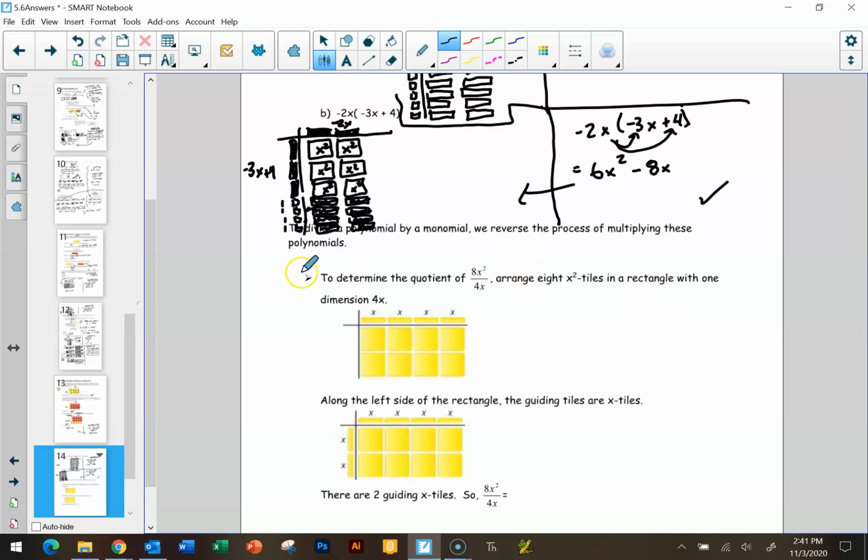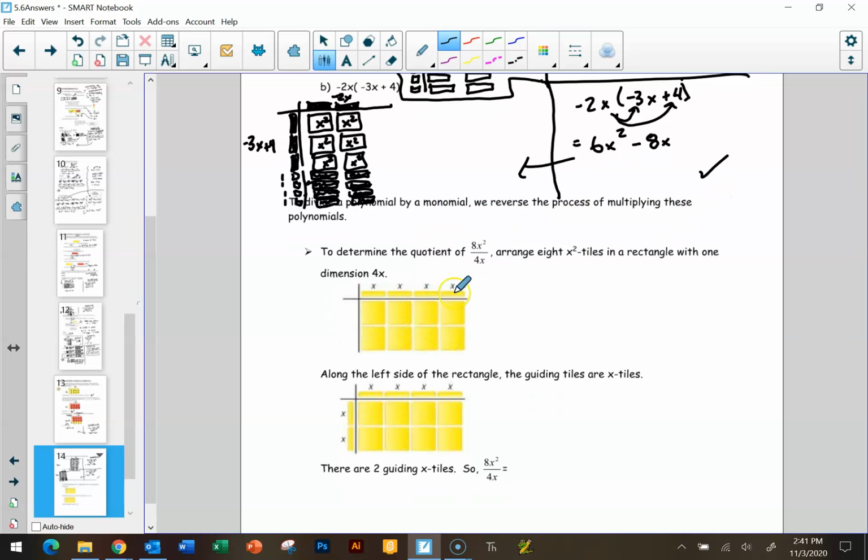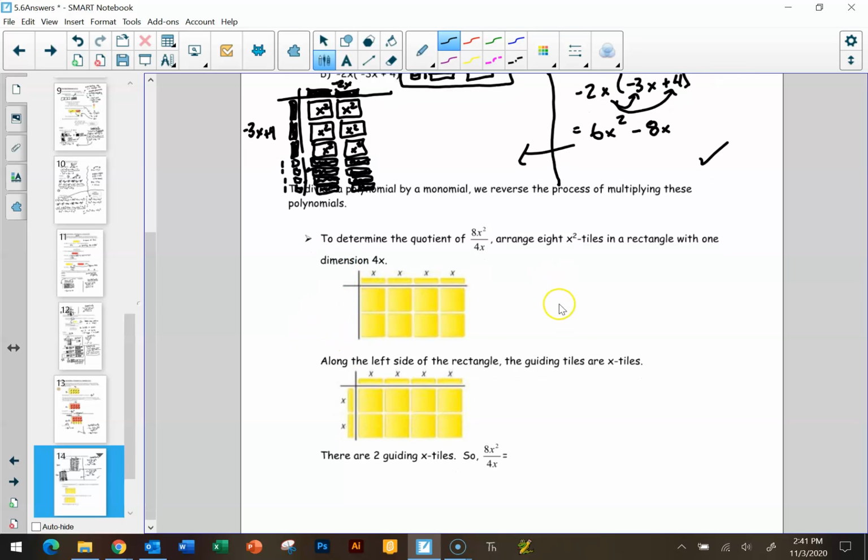All right, so this says to divide, oh, we're talking about division now. To divide a polynomial by a monomial, we reverse the process of multiplying. So we're still going to have something that looks the same, but instead of starting on the outside and working to the inside, we're going to start at the inside and one of these sides and try to figure out the other one. So when we're trying to divide something, this is really what we're trying to figure out here.